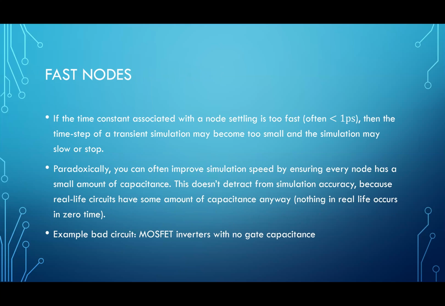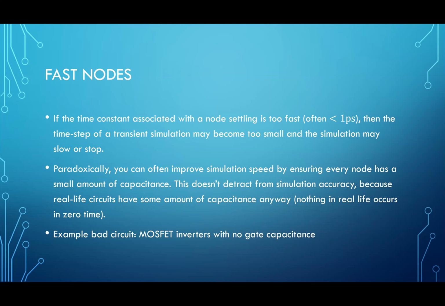And also another thing you can run into, sometimes you can create models where the time constant associated with nodes settling is too fast. For example, you can create nodes where the settling time of that node is less than a picosecond. And if that happens, then the time step of a transient simulation can become too small and the simulation may slow down, or it might stop. So interestingly enough, you can often improve the speed of your simulator, of the rate at which you can simulate a circuit, by slowing down your nodes, by ensuring every node has a small amount of capacitance. This does not detract from simulation accuracy, because in real life, circuits have some amount of capacitance anyway. Nothing in real life happens instantaneously. So, if you were to make all of the nodes in your circuit settle within, say, a nanosecond, that's probably not going to make your circuit any less accurate, unless you're trying to model the internals of a gigahertz processor. But it can make your simulation run faster and converge better.